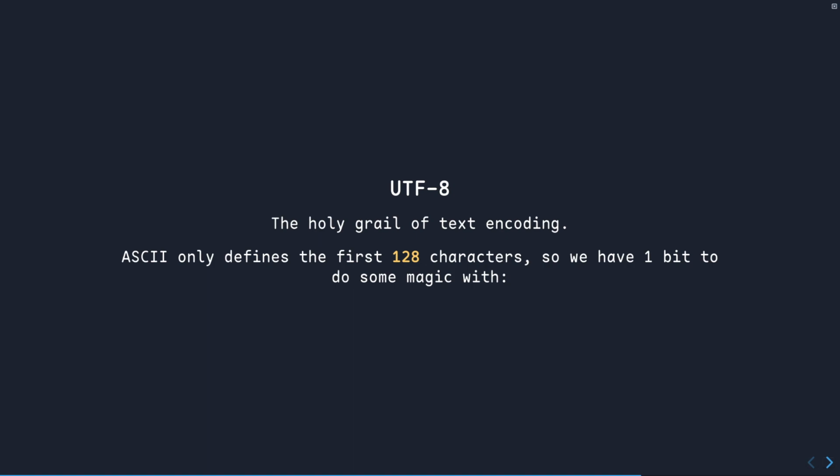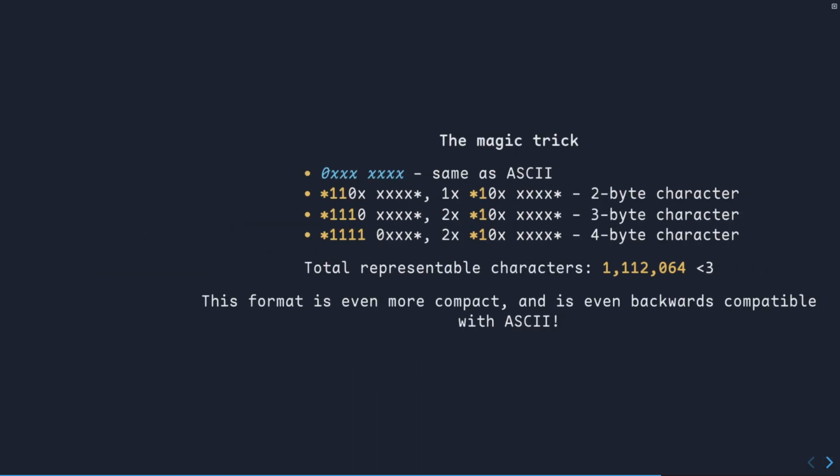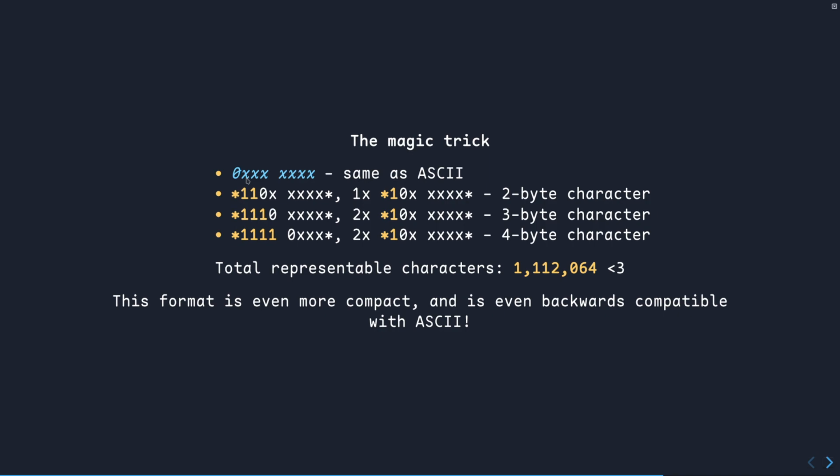ASCII, if you remember, only defines the first 128 characters, and remember how this made it so we have 1 bit to spare, and we can use this 1 bit to do a very clever trick, which allows us to differentiate multi-byte characters from single-byte ones. So if we have a 0 followed by 7 other bits, we can just use the same encoding as ASCII.